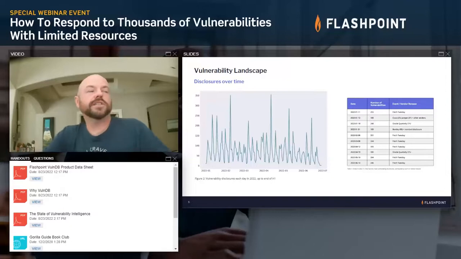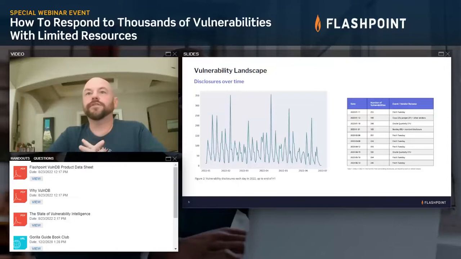Looking at the disclosures through that first half of the year, you'll notice that there are several spikes, and those spikes are basically dreadful days for IT and security teams. Most of you may be familiar with Patch Tuesday, the second Tuesday of every month. That's when Microsoft decided they would release all of their patches. But unfortunately, many other vendors jumped on that bandwagon. So you have Adobe, SAP, Siemens.